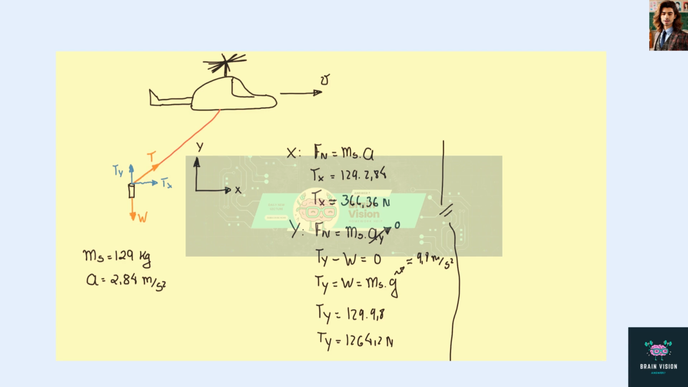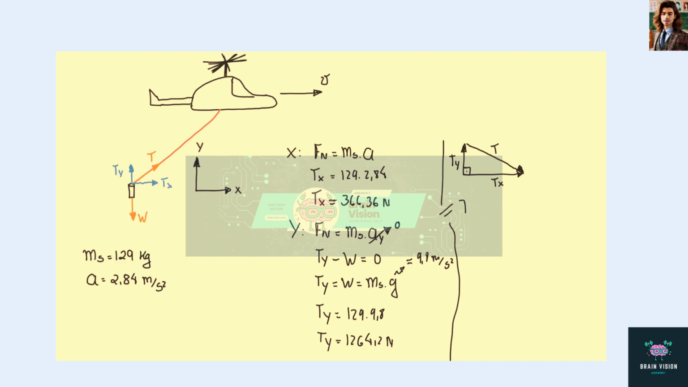Now, using this information, now that we have both the x and the y components of the tension, we can determine what is the magnitude of the tension force. Because the tension force forms a right triangle like this. Here we have the y component of the tension force. Here we have the x component of the tension force. And here we have something that has the same magnitude as the full tension force. This is a 90-degree angle.